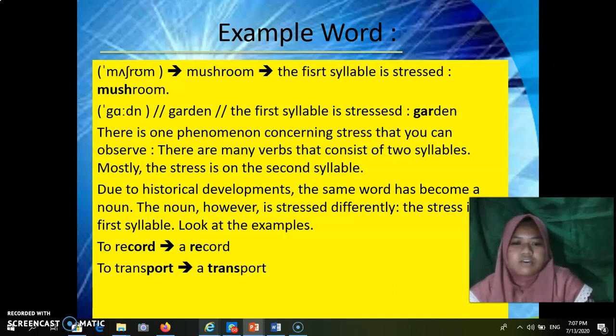To record. A record. To transport. A transport.